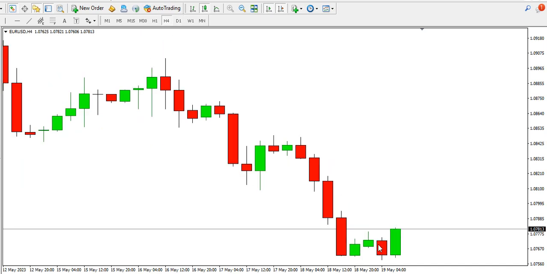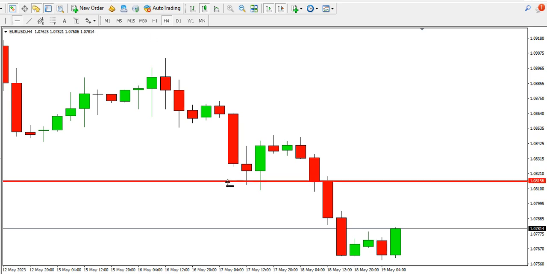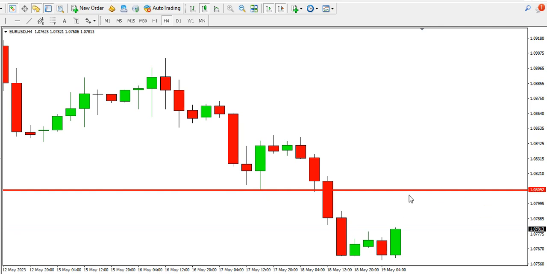Okay, on the 4-hour time frame, what do we have? We can see like a double bottom. Price is already breaking the neckline, but we have this resistance somewhere around here. Price might get to this particular point, I'm talking about the 1.08092 area, before price starts to dip.